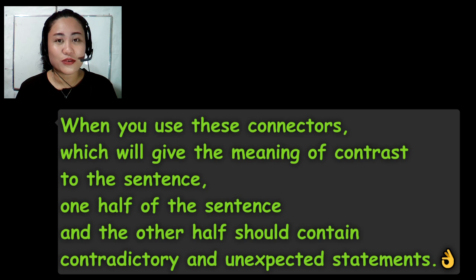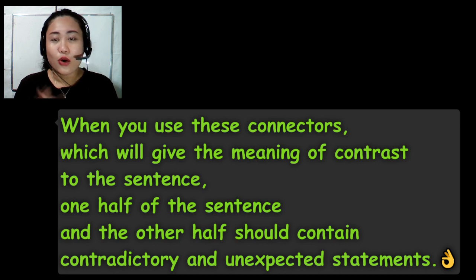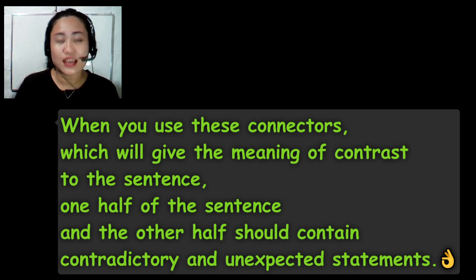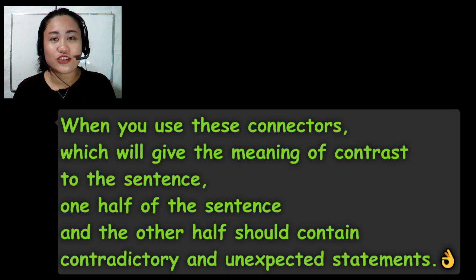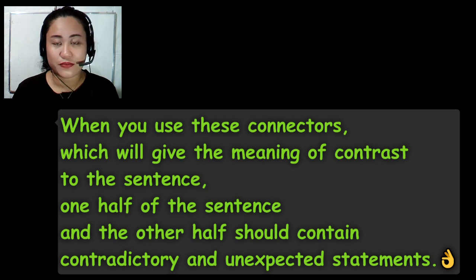Now, let's get started. When you use these connectors, which give the sentence a meaning of contrast, one half of the sentence and the other half should contain contradictory and unexpected statements. So now, let me give you some examples.